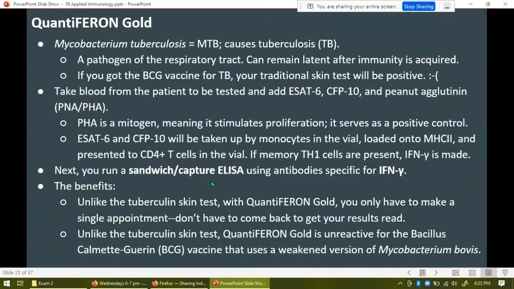So what the QuantiFERON-Gold really is, is a sandwich ELISA. It's a sandwich or a capture ELISA. And it uses antibodies that are specific for interferon gamma. So it's looking for interferon gamma. The benefits of this is that, unlike the tuberculin skin test, with QuantiFERON-Gold you only have to make a single doctor appointment. You don't have to come back to get your results read because the machine does all the work for you.